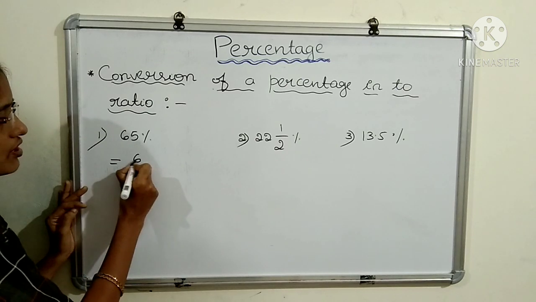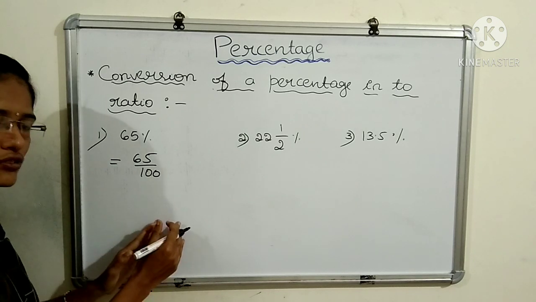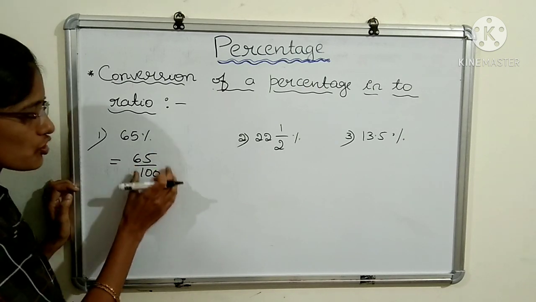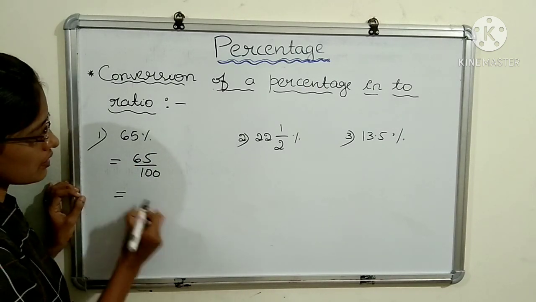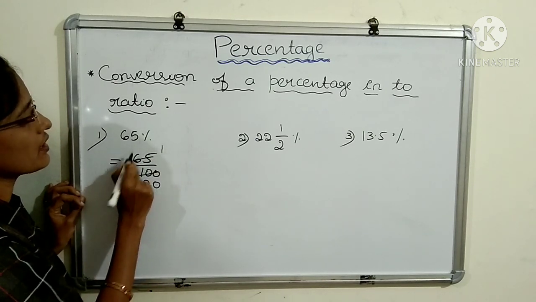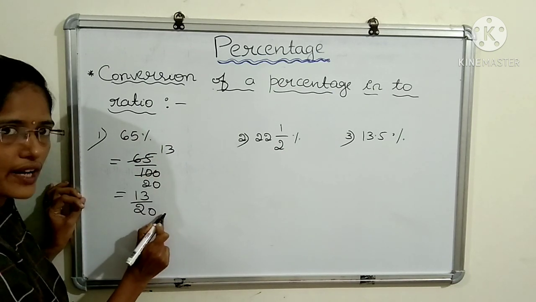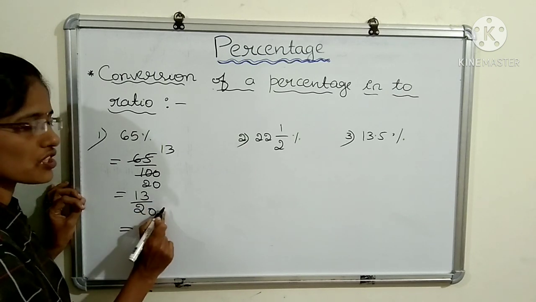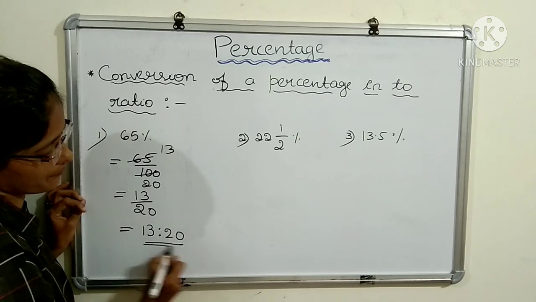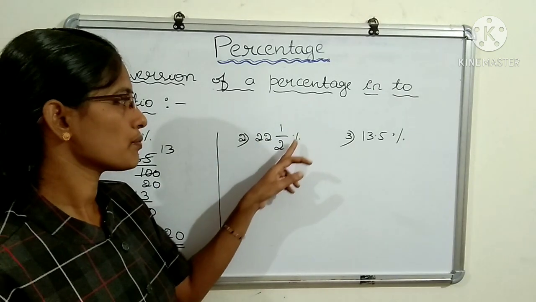65%. Here 65 by 100. Fraction form. Before converting to ratio form, first we must simplify this fraction. Fraction should be in the simplest form. Here 5 20s are 100, and here 5 13s are 65. Here 13 by 20 is the simplest form of fraction. Now you convert this fraction to ratio form. That is 13 is to 20. It is very simple.